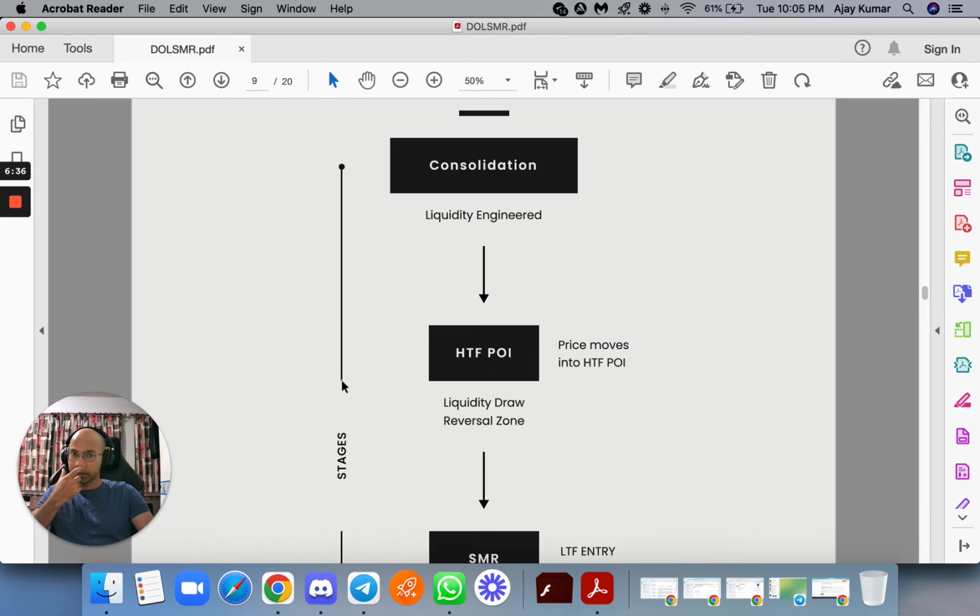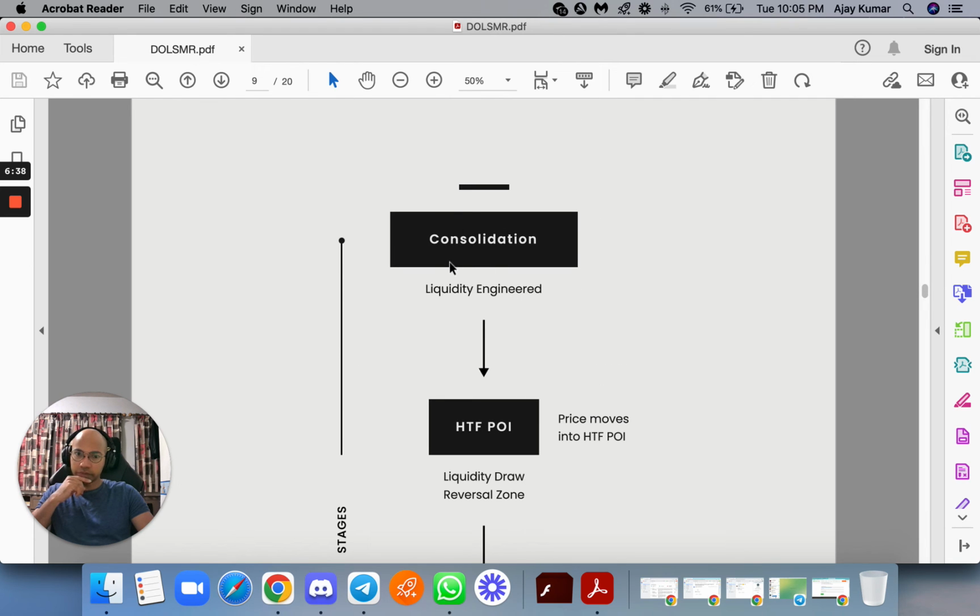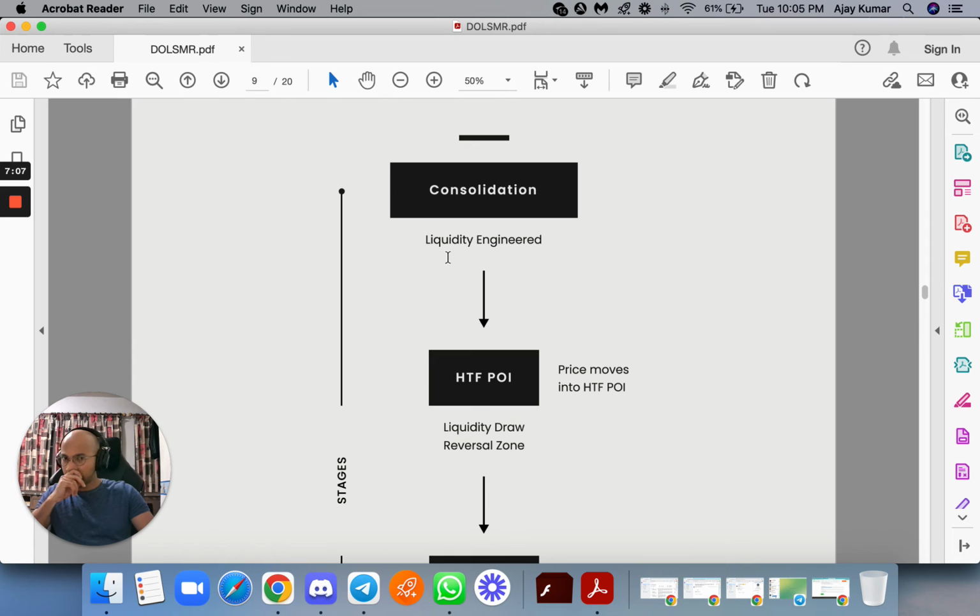So basically, yeah, we see that consolidation, or we can say that the price is ranging. Basically, whenever price ranges, it is making a lot of liquidity, we can say. It is generating a lot of liquidity. So price is ranging like this, right? So it is generating a lot of liquidity here in the form of stop losses, and also in the form of stop losses below. So that is what it means by engineering liquidity.